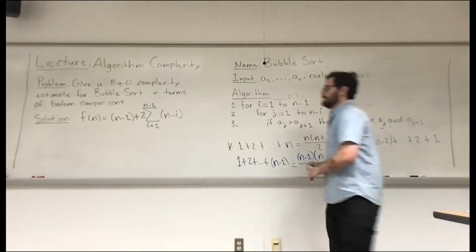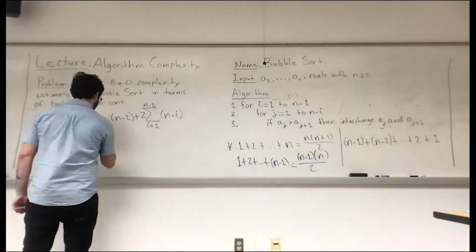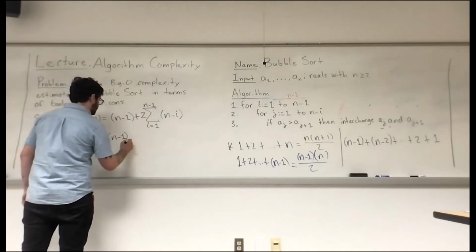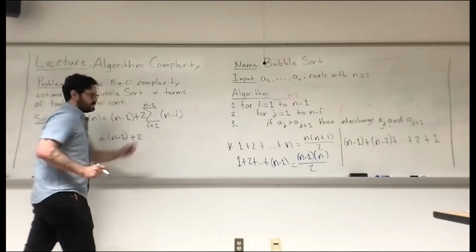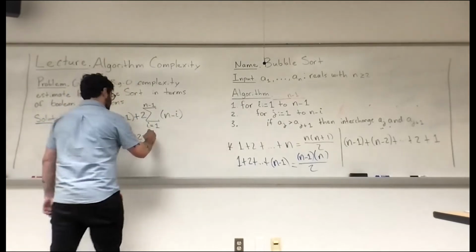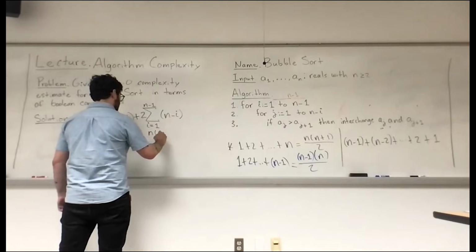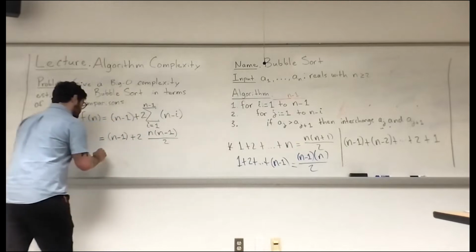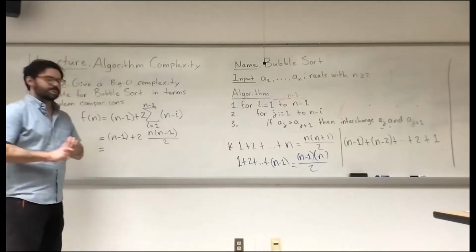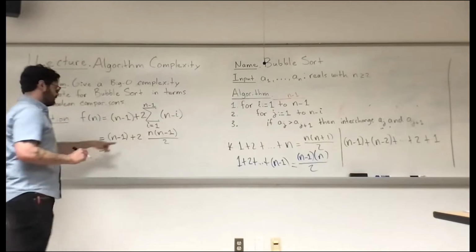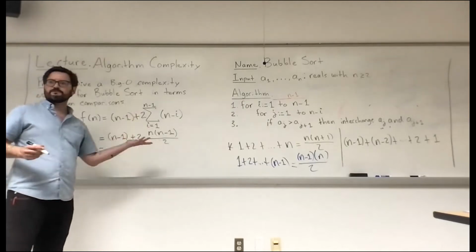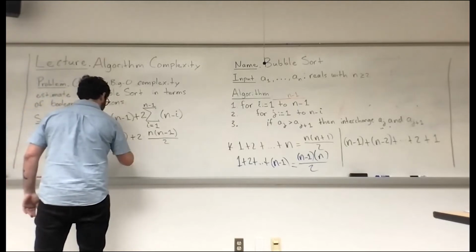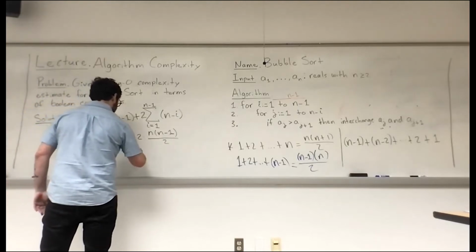So this formula becomes n minus 1 plus 2 times that thing, which is just n times n minus 1 over 2. Notice the 2's divide out. 2 divided by 2, just 1 goes away. So then we'll have n minus, I'll just write it out. I was going to take a step ahead. I'm running out of room.